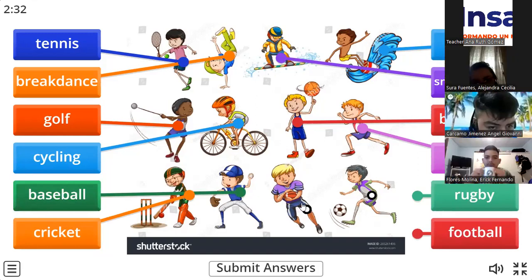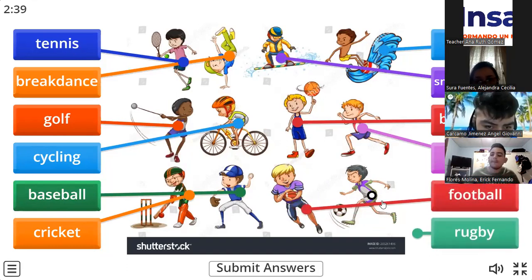It is football. American football. All right. Very good. It is American football. And this one? It is soccer. But in the options, we don't have soccer. So what do you think it is?